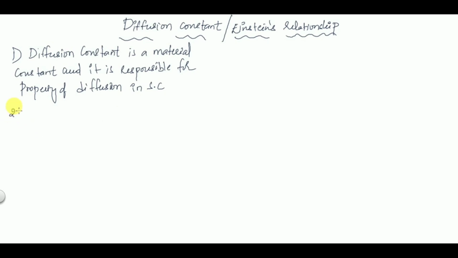Second, Einstein's relationship. What does this Einstein's relationship give? It gives the relation between, so this diffusion constant is represented by D. If it is for electron, it is represented by Dn. If it is for hole, we'll represent with Dp, similar to mu n and mu p. So it gives the relationship between D and mu.